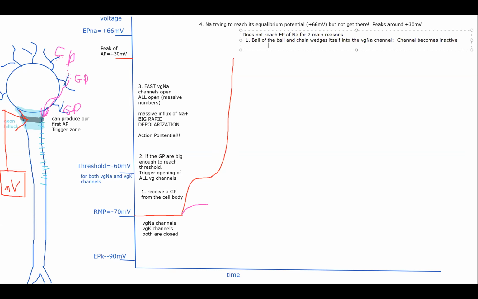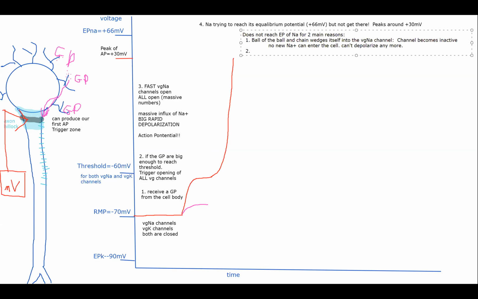What this means is no new sodium can enter the cell. And if no new sodium can enter the cell, it can't depolarize anymore. All right. Now, that would mean that it might just stay up here depolarized for a long period of time, but that's not the case either, because a second thing occurs at about the same time.